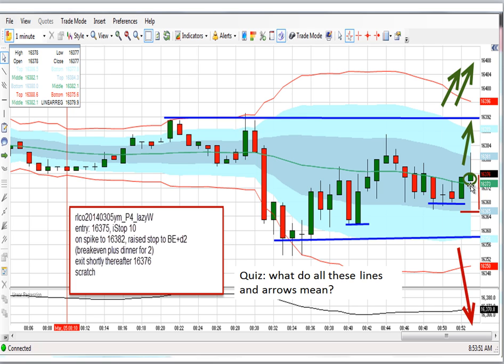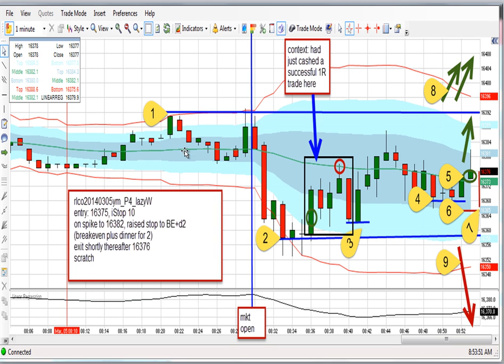What ended up happening here, just for the record, is right after this entry, I get a nice run up all the way here. As it's moving up, I'm showing right here, I move my stop up to break even plus dinner for 2, and it gets stopped out here shortly after this chart was made. But the point is, the trade frame is what's of interest. And so I've identified like 9 different points to take a look at.